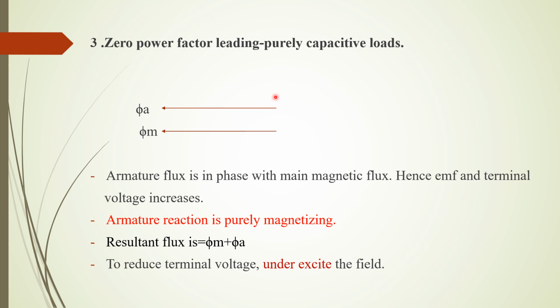Okay, so at purely capacitive loads, armature reaction will be purely magnetizing. Magnetizing means both the fluxes are aiding each other. So due to this magnetization, terminal voltage will be very high. So to reduce the terminal voltage, we under excite, or the excitation to the field windings will reduce. So the name is under exciting the field of the rotor.